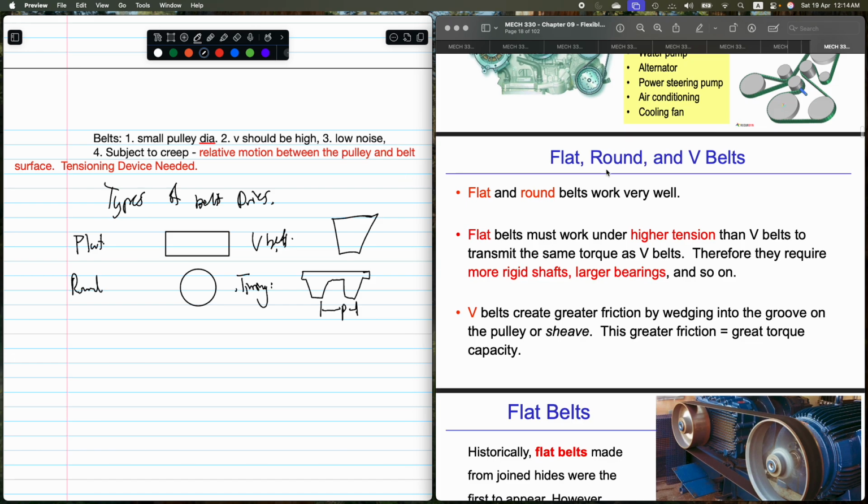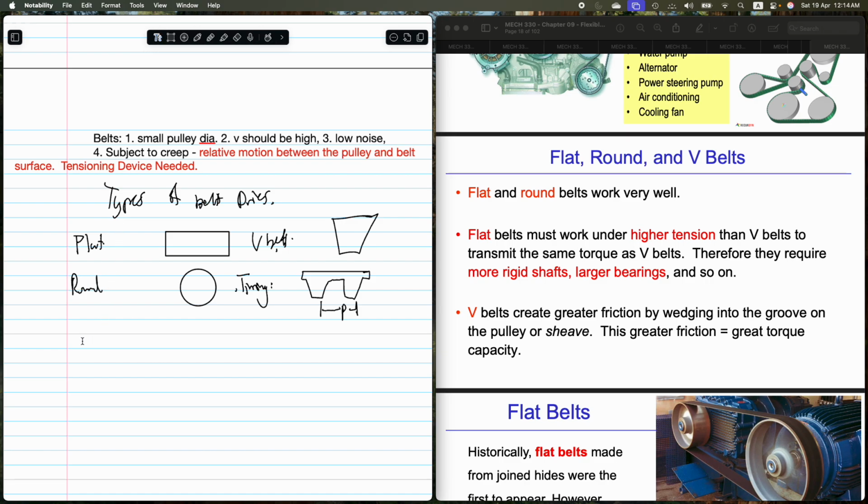Okay. Flat and round and V belts. So flat and round belts work very well. Flat belts work under higher tension than V. True. Therefore, they require rigid shafts, larger bearings. Okay, this seems important. So what I'm going to do is type it up.